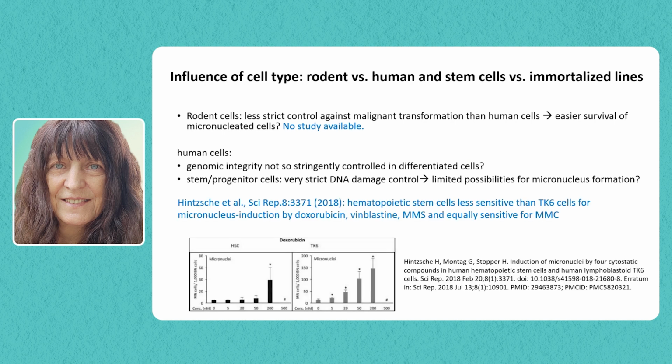We tried that with hematopoietic stem cells, which is shown on the left. This is doxorubicin doing the damage, and these are TK6 cells. And we found that you can induce micronuclei quite well in these hematopoietic stem cells, at least. You can induce them quite well, but they were more resistant than TK6 cells. So there is a difference between cell types, but it's not that the stem cells can never get any micronuclei.